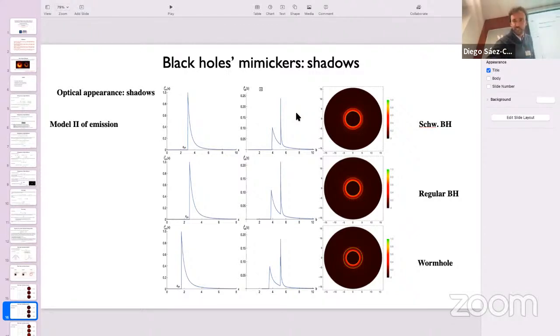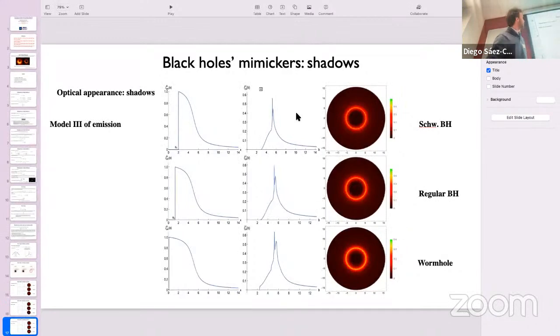If you go then to the third profile, you have something similar. In the first two cases, you don't actually have an observable difference. And in the third one, what you have at the end is a bit brighter thumb area here in comparison with the other two.